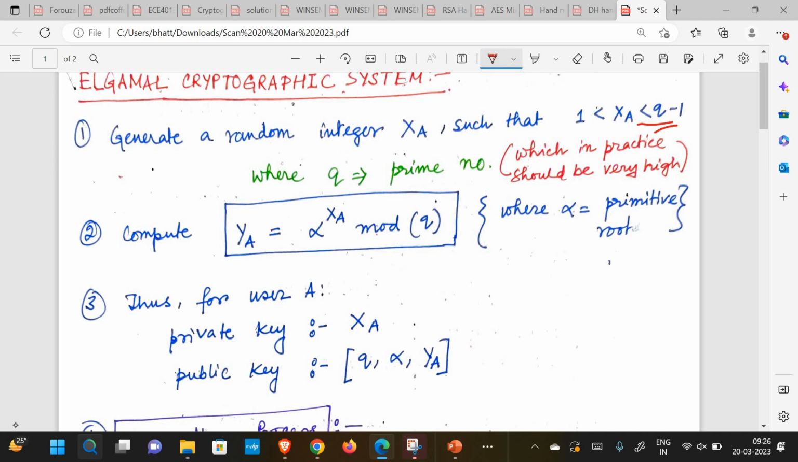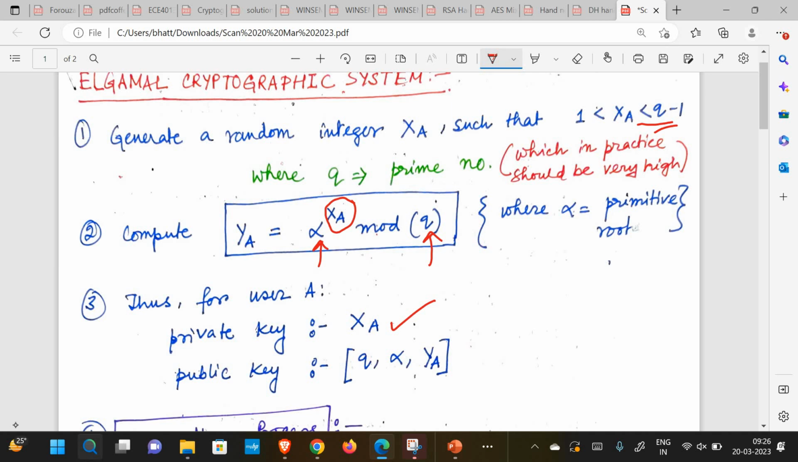The advantage of this is that you don't need that P comma Q. Remember, in case of DH, we had to make two factors. Here, the factors are not there. Only the prime number is sufficient. So you have the Q over here, and alpha is the primitive root, just like we had it for the DH also. So the primitive root is given by alpha, and in the same manner we have XA, which is nothing but the private key. You can see over here, XA is the private key.